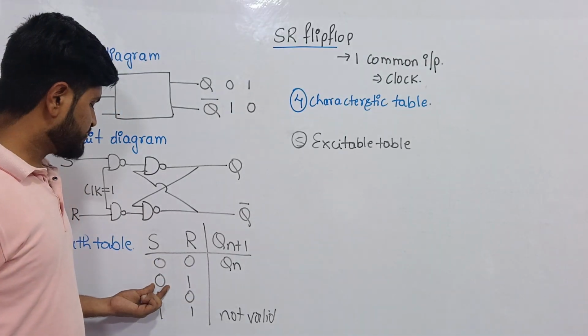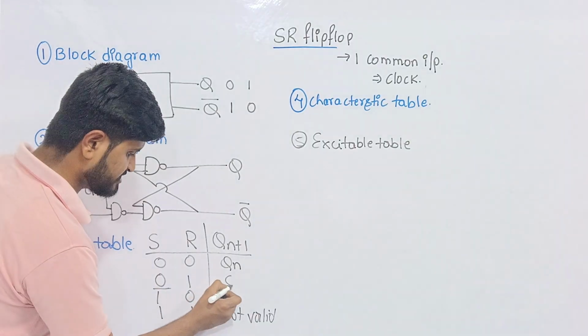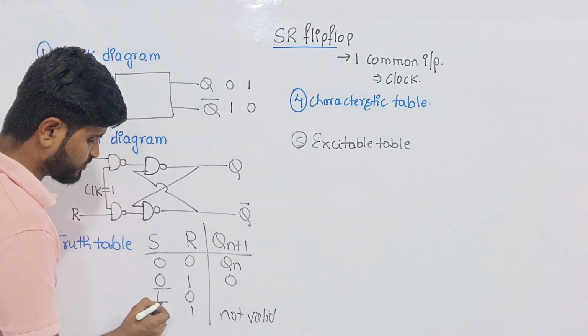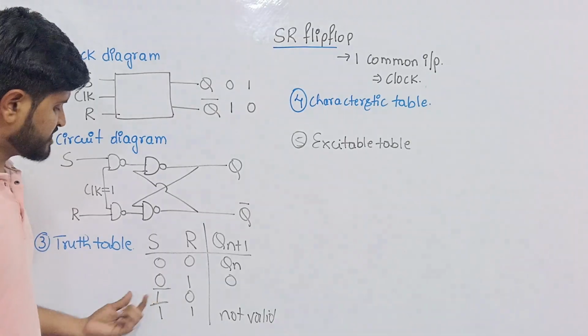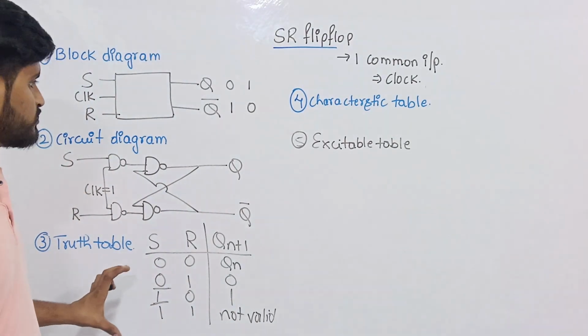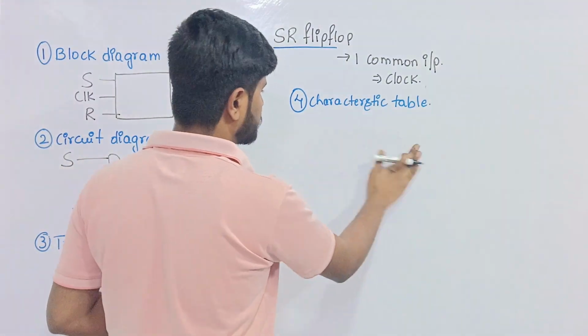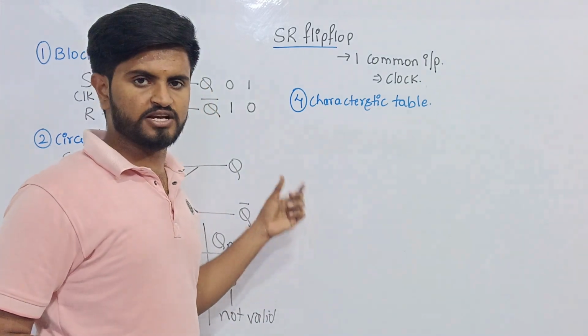Next, when S value is equal to 0 and R value is equal to 1, just write the S value, that is 0. When S value is equal to 1 and R value is equal to 0, just write the S value, that is 1. Simple. Now using this truth table, let's write the characteristic table. It will be much larger, so I did not write the excitation table at the starting.